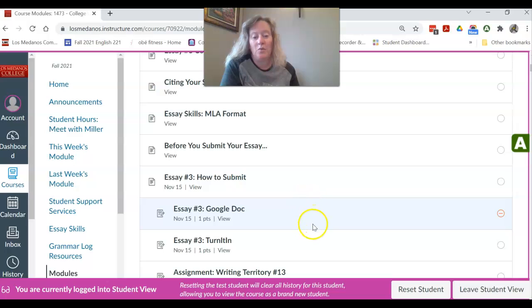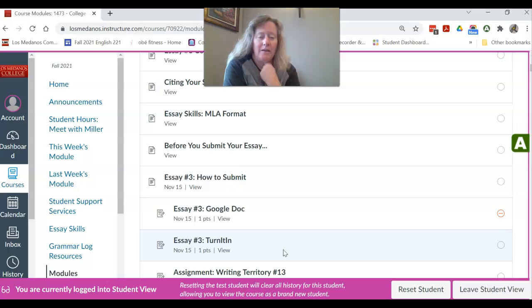And then you are submitting your essay in 2 different places this time. The first is the Google Doc, where you're going to submit the link and make sure that I have editing access. And then the second, you're going to upload it to Turnitin.com. And Turnitin.com is essentially a plagiarism checker. So you're going to be uploading it in both places.